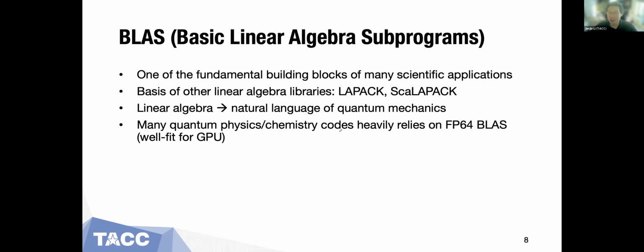And linear algebra is really the natural language of quantum mechanics. So many quantum chemistry or quantum physics codes heavily depend on FP64 BLAS performance. And as I said, the GPUs are super capable of doing such calculations. So quantum chemistry and physics applications could potentially very well fit GPUs. Just that the codes are too complex. Some codes are legacy codes, and it's very hard to port them to GPU.